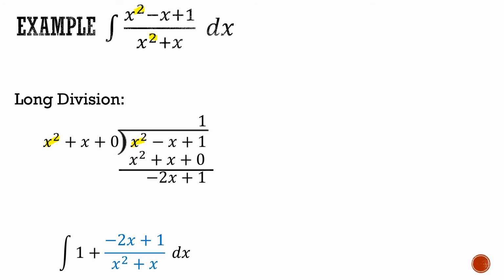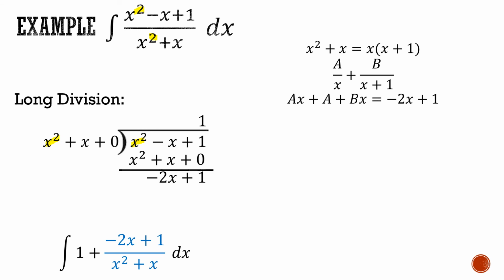Now what I notice is this part that I have colored in blue, I still can't integrate. And so I'm going to have to do partial fractions of that piece. And so what I'm going to do is focus on that denominator and factor it out. So x squared plus x equals x times x plus 1. Those are distinct linear factors, so I'm going to say a over x plus b over x plus 1. I'm going to get a common denominator by multiplying a times x plus 1 and then b times x. And I'm going to set that equal to my numerator of -2x plus 1.